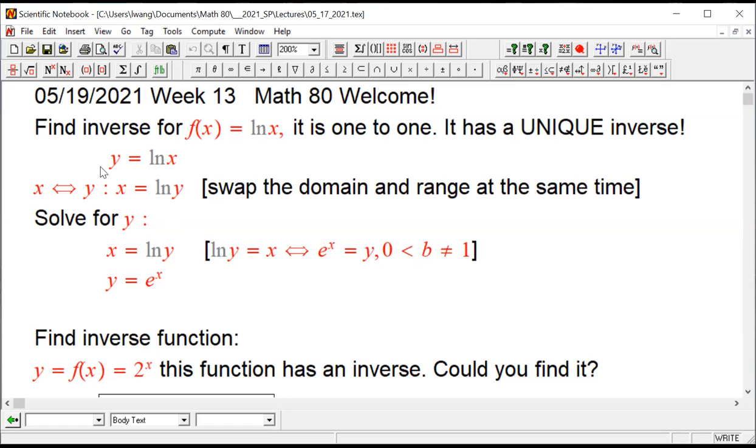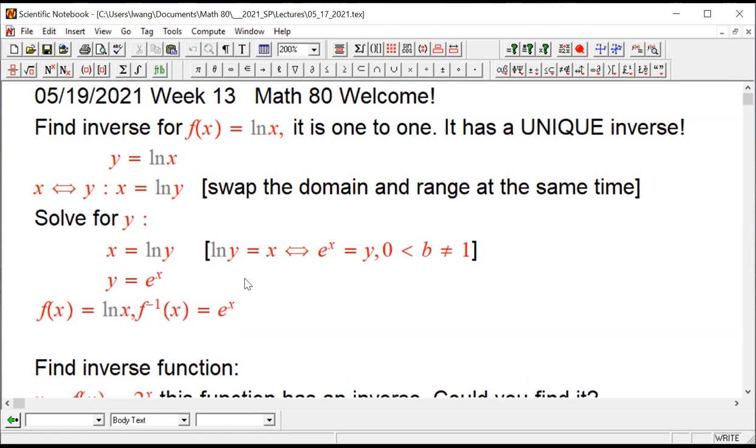So we found our inverse. That's our function, and our inverse, the inverse of that function, which is e to the power x. Domain and range already swapped and summarized.